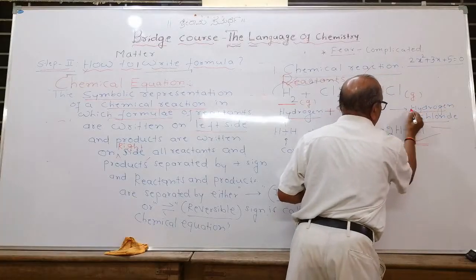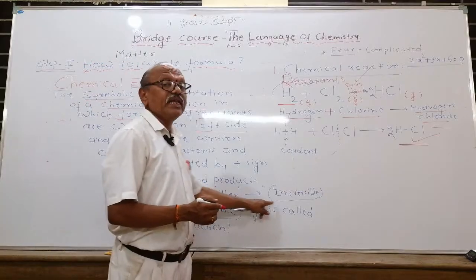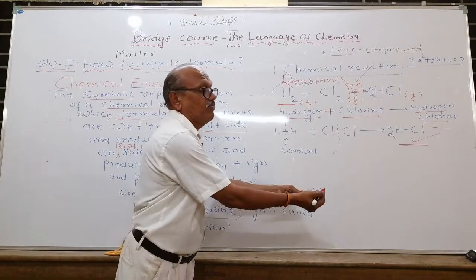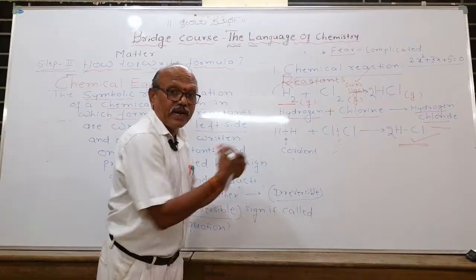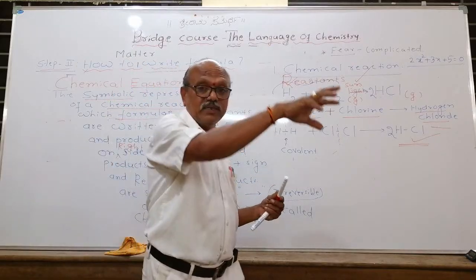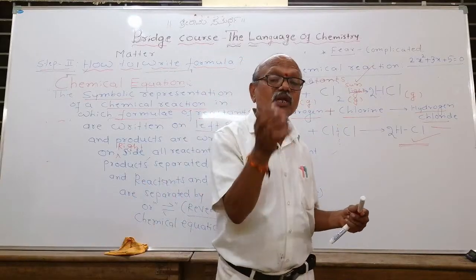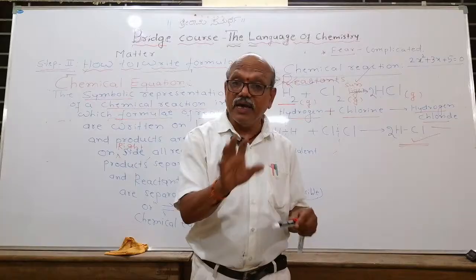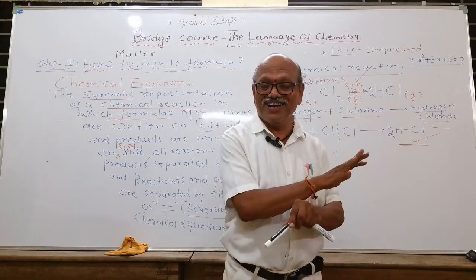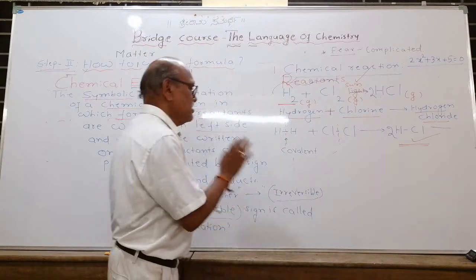They are separated by either this mark. This mark is called irreversible. It means once products are formed, you cannot get back the reactants. For example, if you take an egg and prepare an omelette, can you get back the egg? No. Therefore, formation of omelette using egg is irreversible. You cannot reverse it back. Are you getting me? Irreversible.